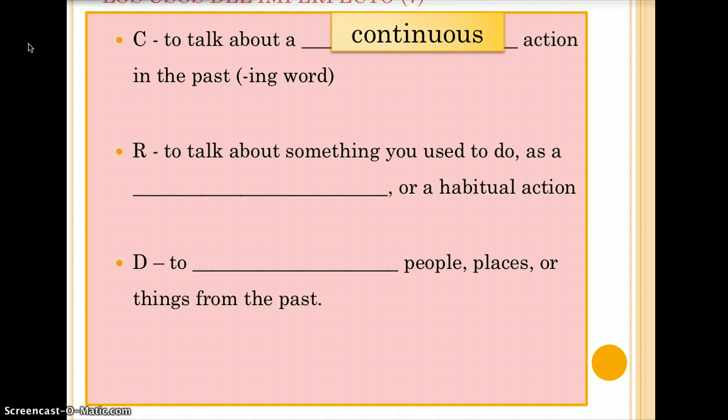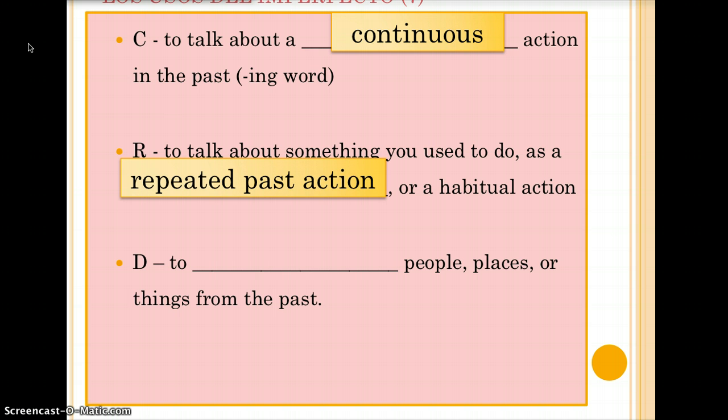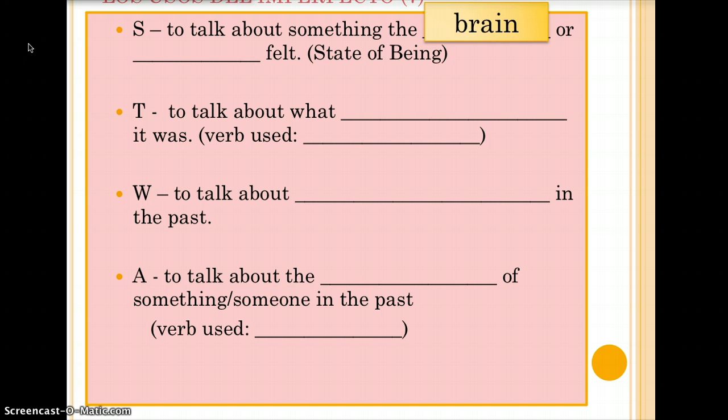C stands for continuous actions in the past, like I was walking, I was swimming, "ing" words. R, to talk about repeated past actions. Every Sunday I used to go to the park. D, to describe people, places, or things in the past. S is to talk about something the brain or body felt, so it stands for state of being.